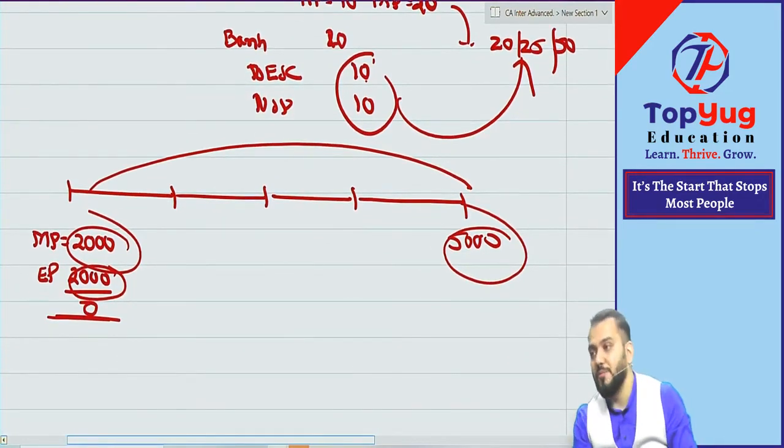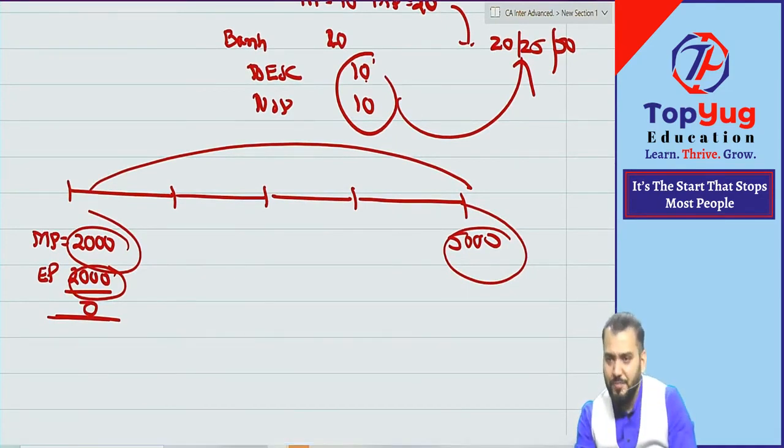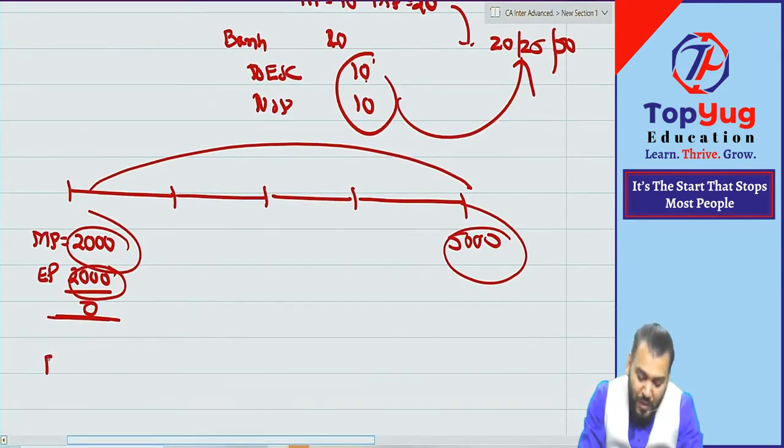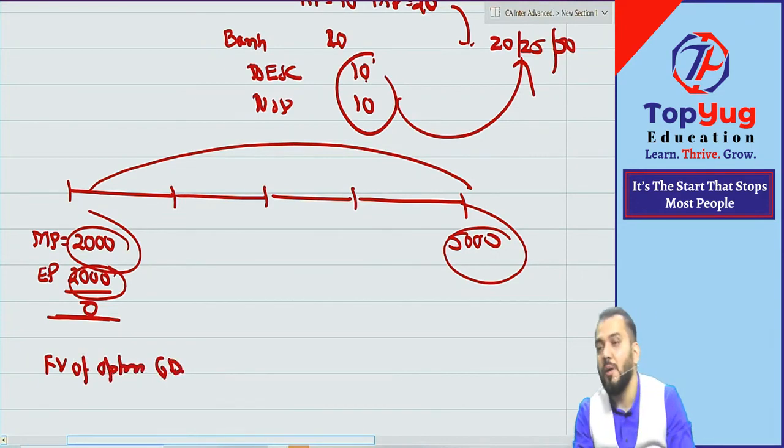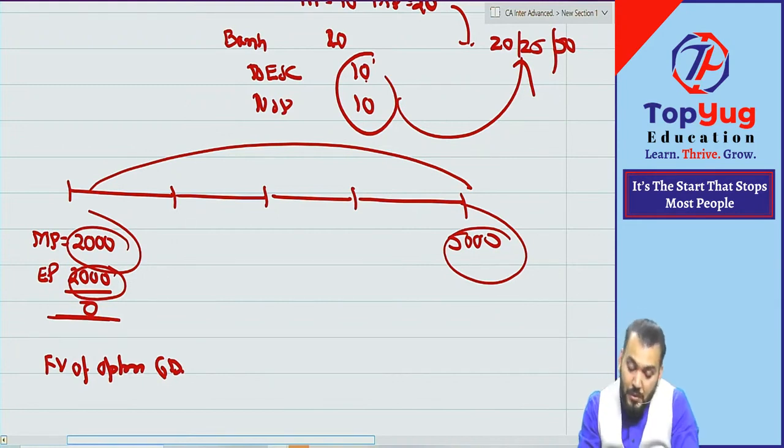So what is the fair value of option? The guidance note says that you need to find out fair value of option on which date? Grant day. Fair value of option on grant day. Correct. Understood? Have you understood this point? So how to calculate fair value of option?